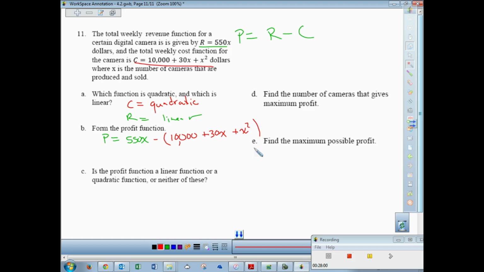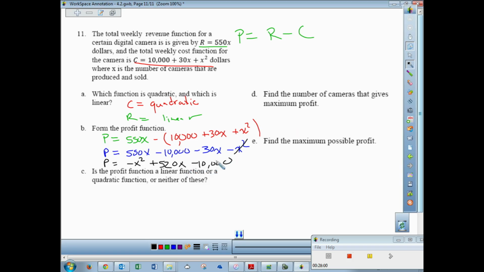Y'all cool with what I did there? Let's clean them up. Profit equals 550x minus 10,000 minus 30x minus x squared, because I distributed the negatives through the parentheses. Then I will combine like terms. Putting my x's first is the way I like to roll. It really doesn't matter. 550x and negative 30x is a positive 520x, correct? And then minus 10,000.